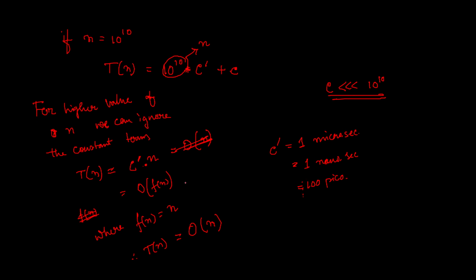For a very large value of n, this particular thing doesn't have any significance. This C dash is not going to change the class of function of this particular expression, right? The class of function will remain linear. So we take only the class of the function. That's why we have represented it in this way. Is the doubt clear?